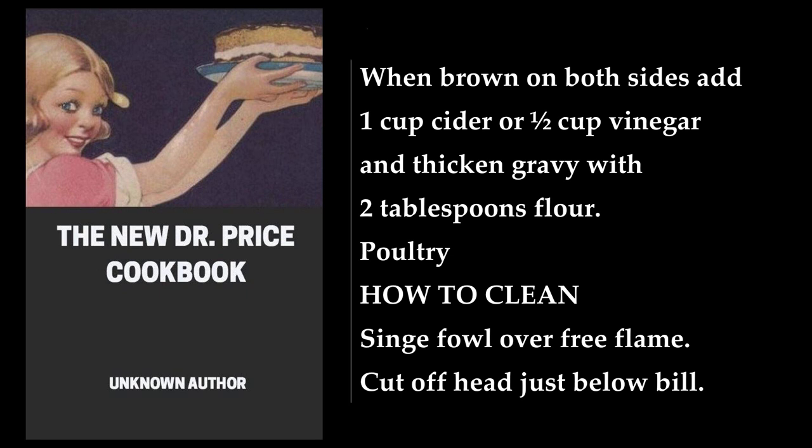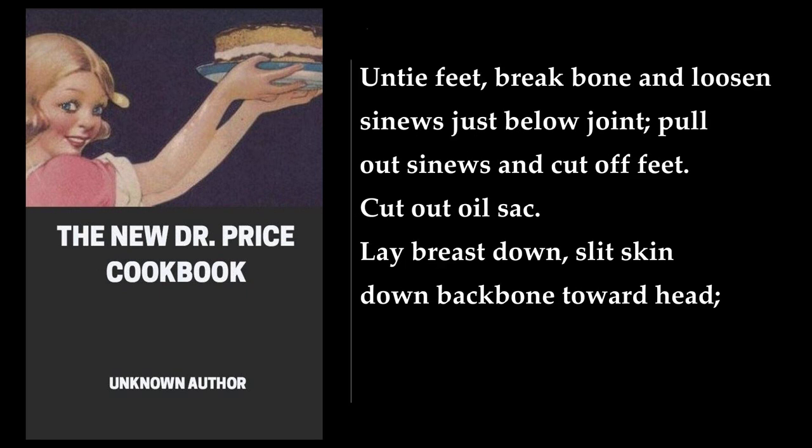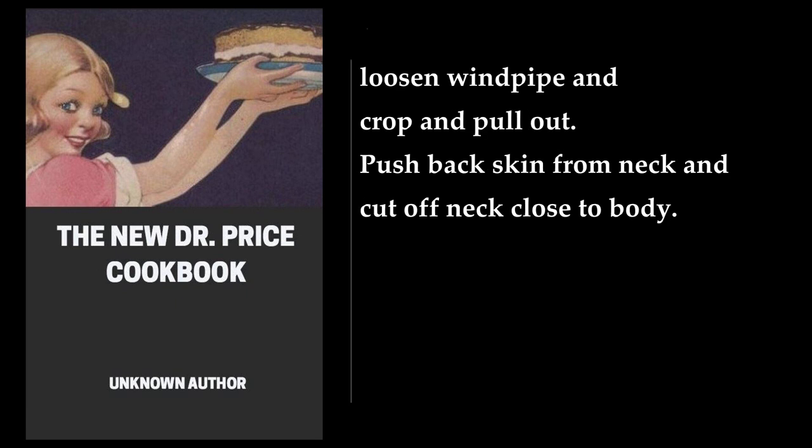Poultry. How to clean. Singe fowl over free flame. Cut off head just below bill. Untie feet, break bone and loosen sinews just below joint, pull out sinews and cut off feet. Cut out oil sac. Lay breast down, slit skin down backbone toward head. Loosen windpipe and crop and pull out.